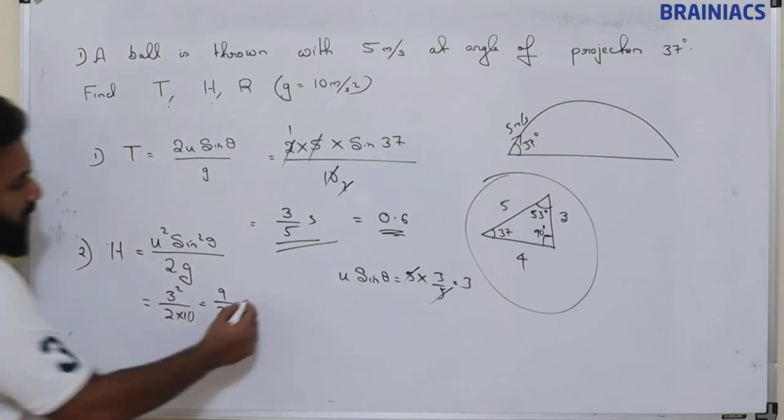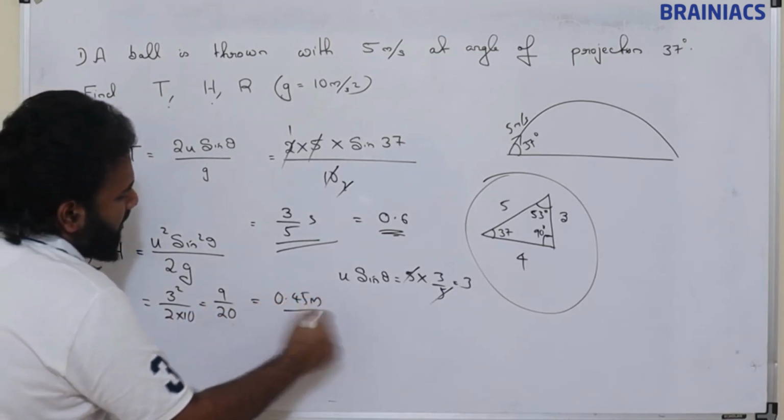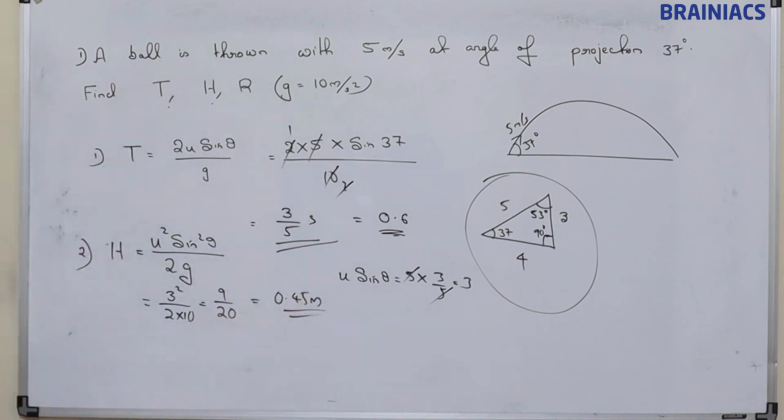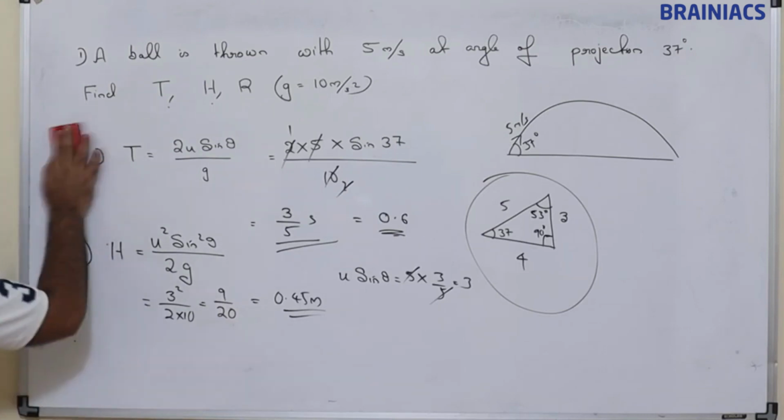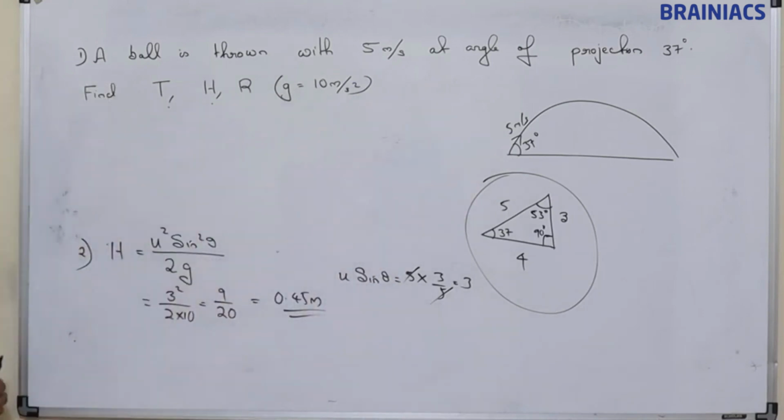Okay, so 9 by 2 is 4.5. 9 by 20 means 0.45 meter. This is the answer for this question, H max. Finally, the last one. Okay, the last one I'll write here is range.